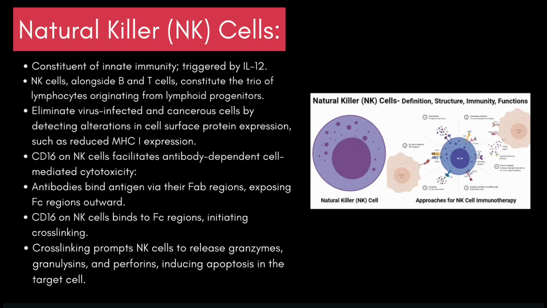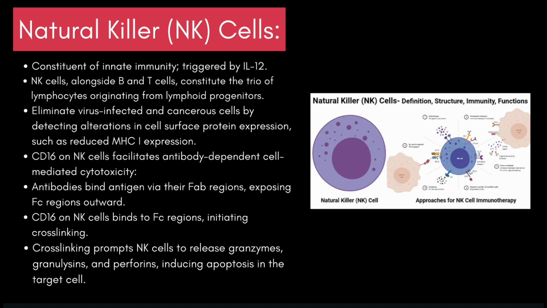So I'd like to start off talking about natural killer cells. These are the main constituent of innate immunity. They're triggered by IL-12. Natural killer cells alongside B and T cells constitute the trio of lymphocytes originating from lymphoid progenitors. Natural killer cells eliminate virus-infected and cancerous cells by detecting alterations in cell surface protein expression, such as reduced MHC1 expression.